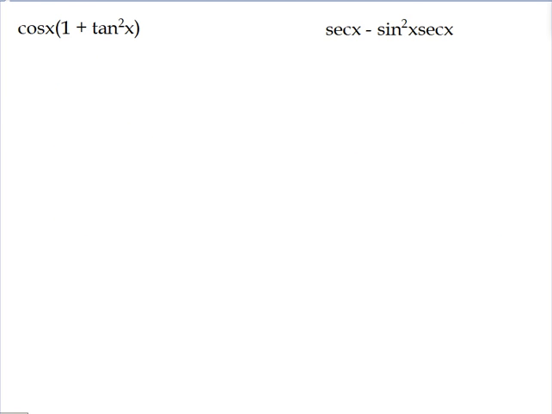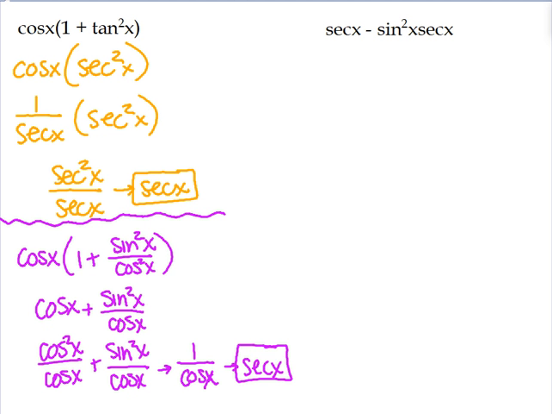All right, this next one, cosine times 1 plus tangent squared. I want you to go ahead and give that one a shot on your own. So pause the video and try it. Okay, this is another one where there are 2 different ways to do this. The orange way is a little bit easier and a little bit faster. If you recognize that 1 plus tangent squared is secant squared, that's a Pythagorean identity, you can plug that in right away.